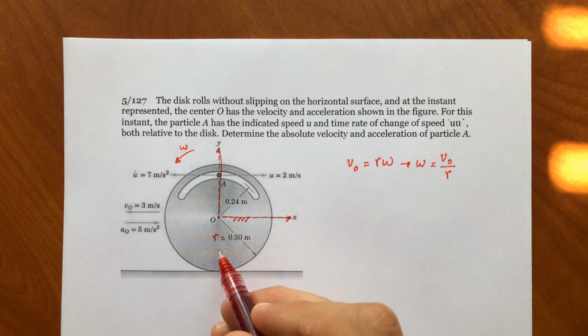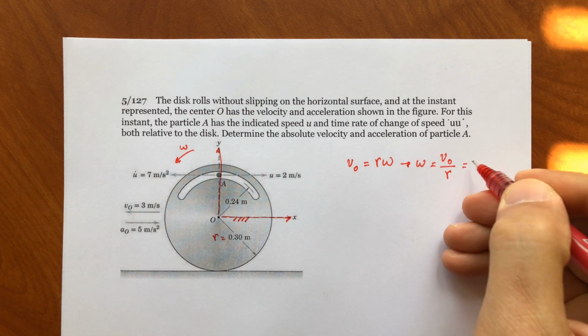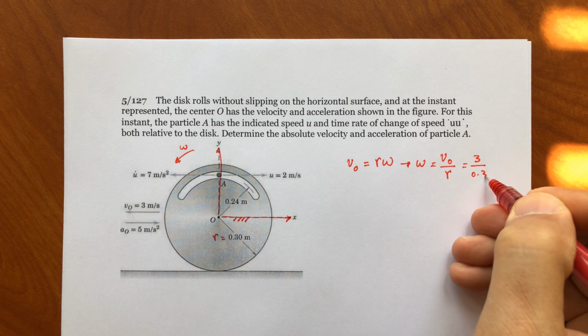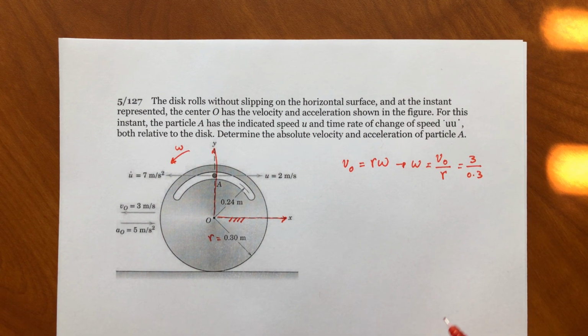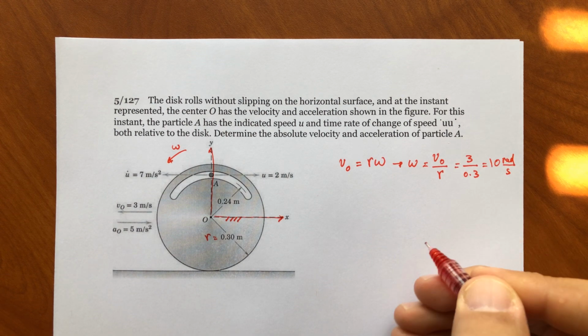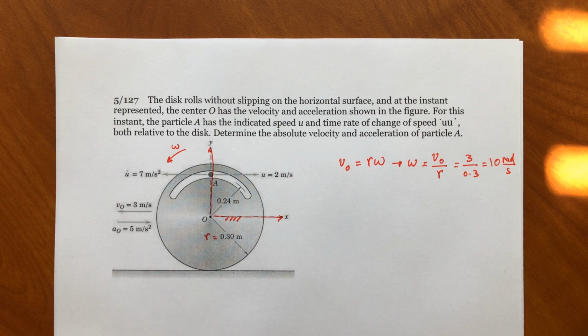So angular velocity of the disk is velocity of the center divided by the radius of the disk. So it's going to be 3 meters per second divided by 0.3 meter. So it's going to be 10 radian per second. And what is the direction of it? It's going to be in counterclockwise direction, as I showed it here.